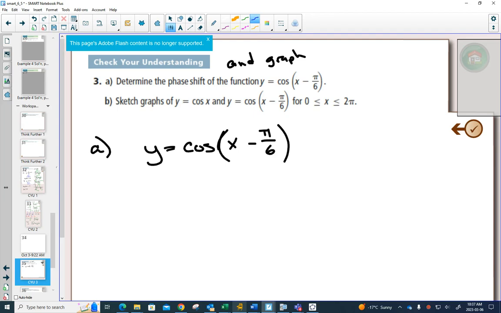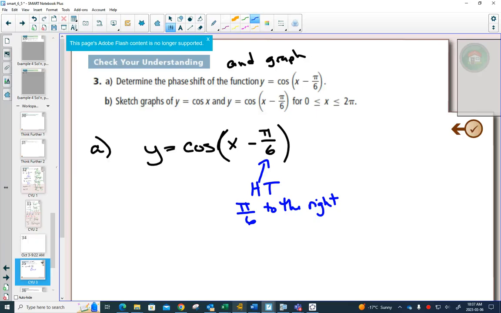So just like our transformations unit, if you have something inside the function, which this pi over 6 is, this is going to be a horizontal translation. Would you agree that this would go left or right? Pi over 6 to the right. So we remember that every single time we graph something, left and right is always opposite of that sign.